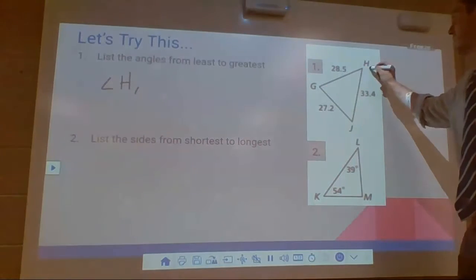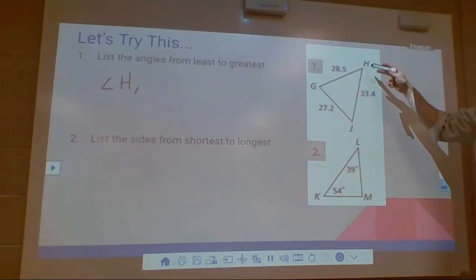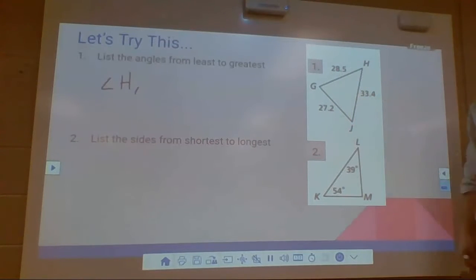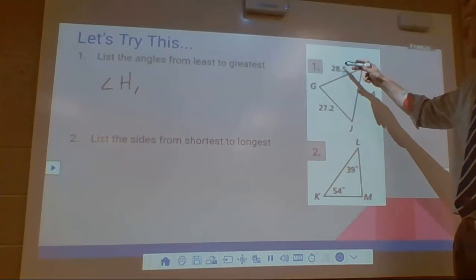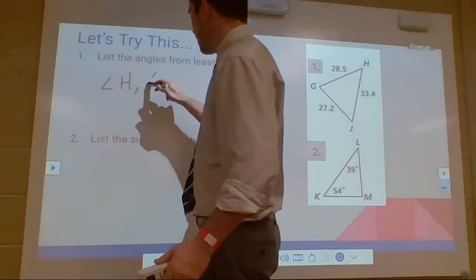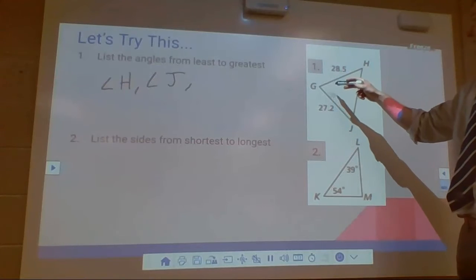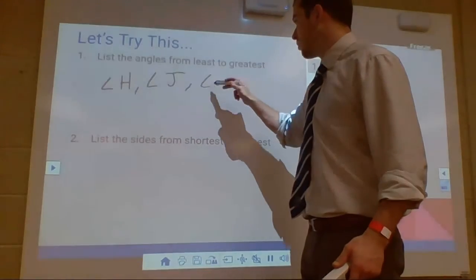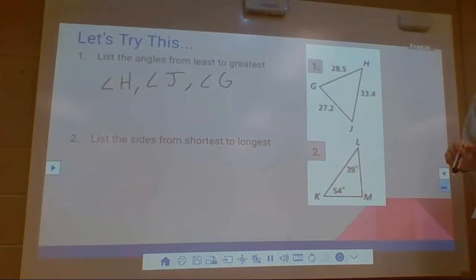All right, and then what's the medium side? The biggest side out of all these three sides is HJ, 33.4 units. GH has a length of 28.5 units. So GH is going to be the second longest side. So opposite of GH is angle J. And that just leaves us with angle G as the largest angle because it's opposite of the longest side, which is HJ. So that's the list of the angles from least to greatest.